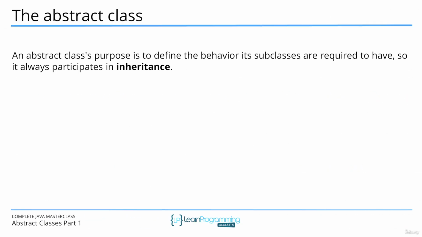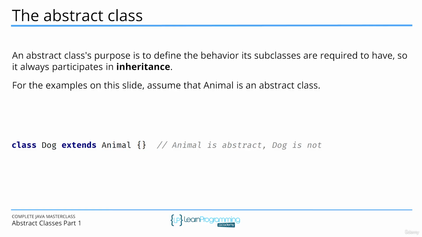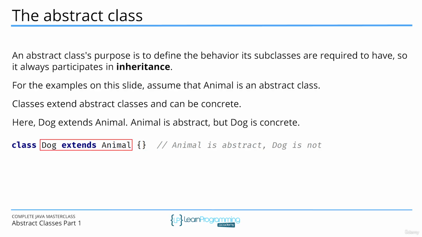An abstract class's purpose is to define the behavior its subclasses are required to have, so it always participates in inheritance. For the examples on this slide, assume that animal is an abstract class. Classes extend abstract classes and can be concrete. Here, dog extends animal. Animal is abstract, but dog is concrete.